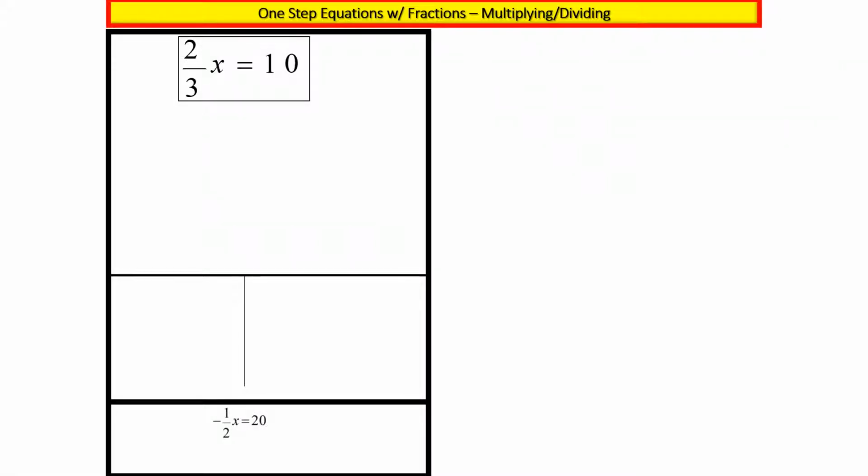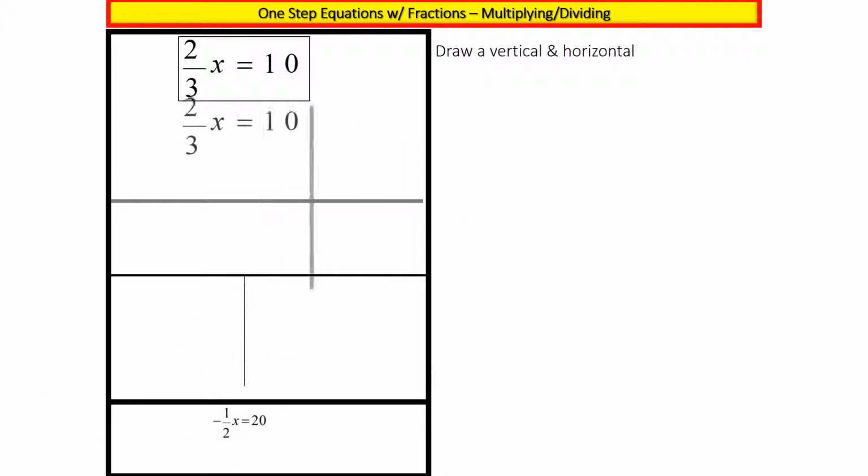Hi, this is Mr. Hood, and we're going to solve a one-step equation with a fractional coefficient using multiplication. First step first. Let's draw a vertical line through the equal sign and a horizontal line underneath. Now, as with all equations, we want to get the variable x by itself.